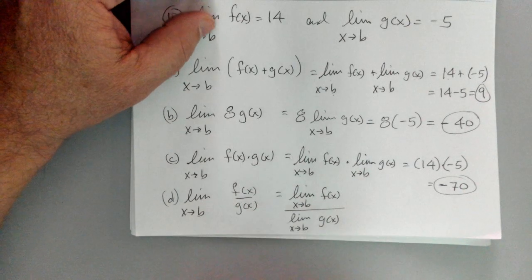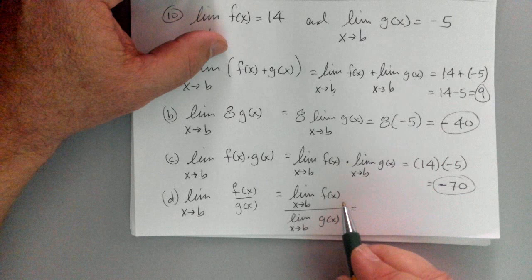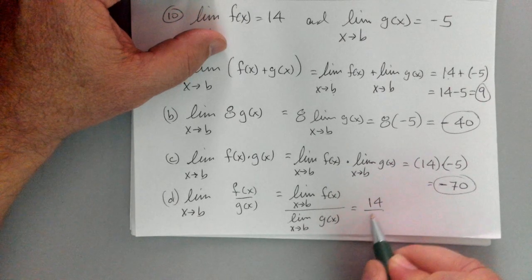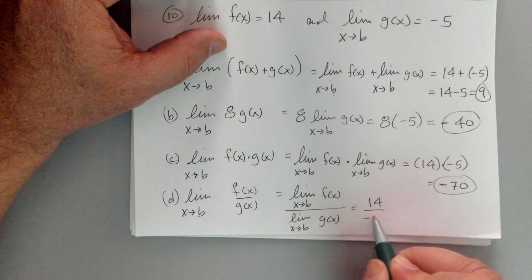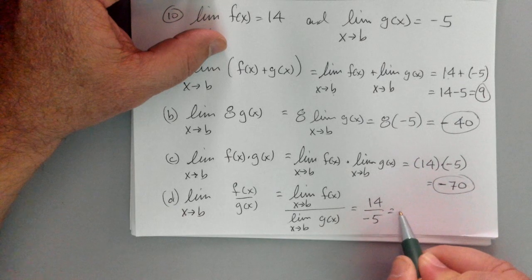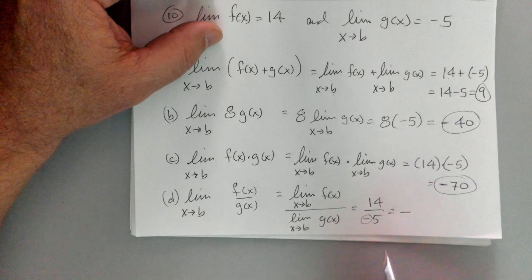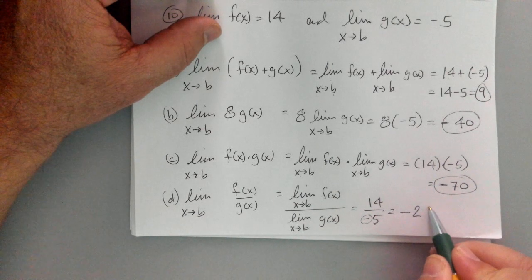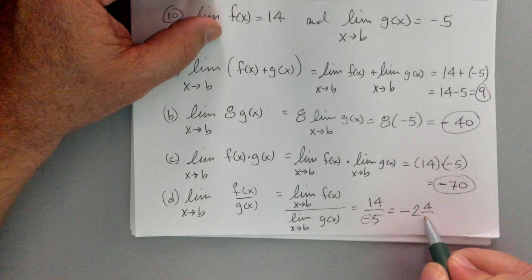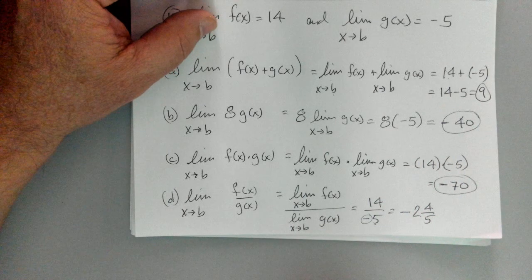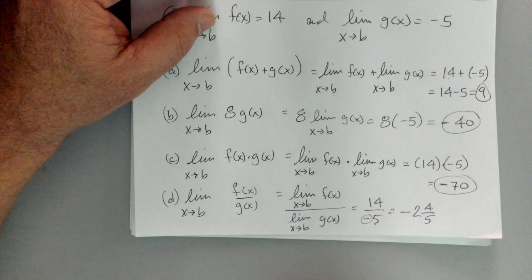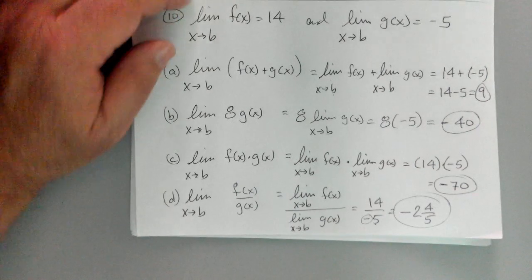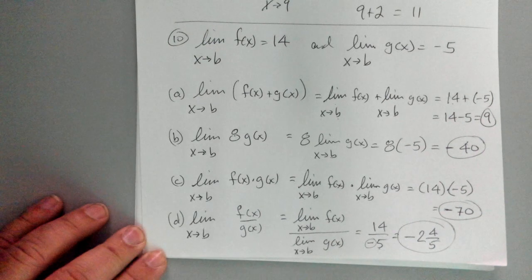Here is the quotient rule. The limit of f of x is 14. The limit of g of x is -5. The answer is negative. How many times does 5 go into 14? 2. How many left over? 4. So the answer is -2 and 4/5.